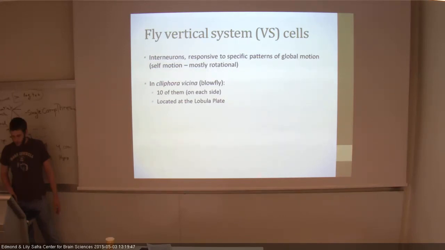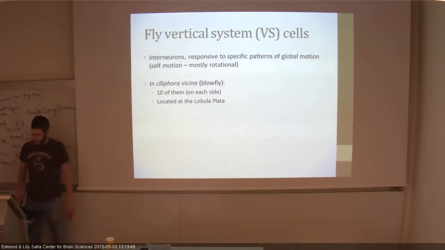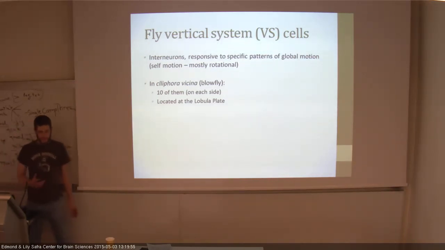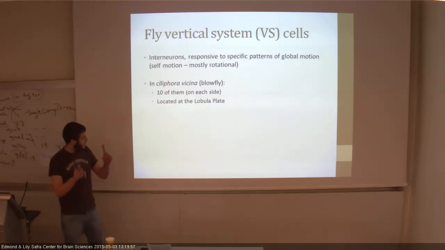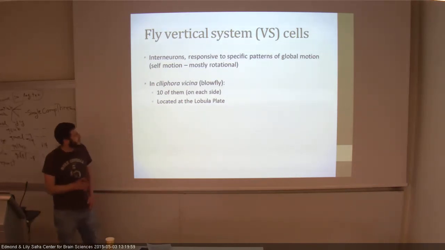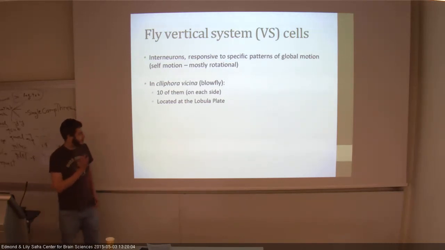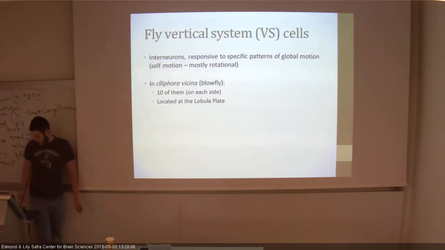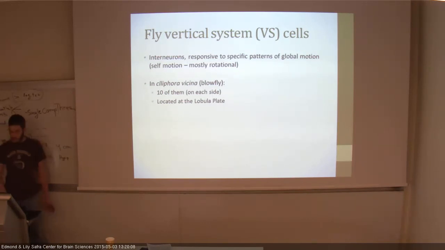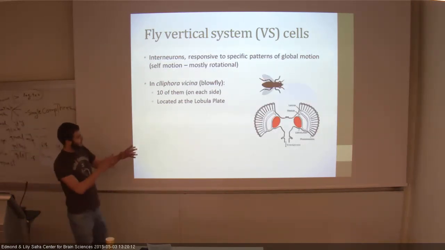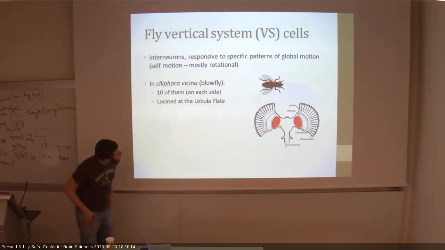We're going to talk about the blowfly, which is a kind of fly. This fly has 10 of these VS cells on each side. It's also bilateral like us. So we have 10 of these cells, which is a very small number, which is convenient. They are located in a place called the lobula plate. So this is how the visual system of the fly looks, more or less.